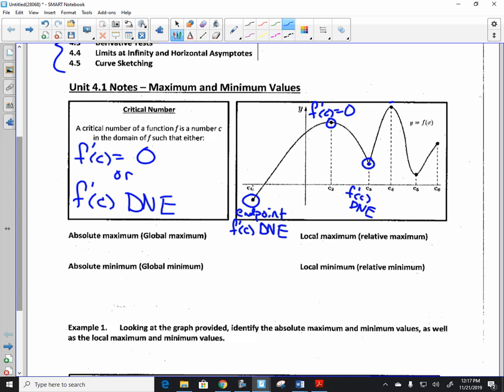How about this one? The derivative is 0. How about this one? f prime of c is equal to 0. And then this one, endpoint, derivative does not exist. Good. Are you able to look at a graph and identify where it is differentiable, where it's not? Hopefully you can.